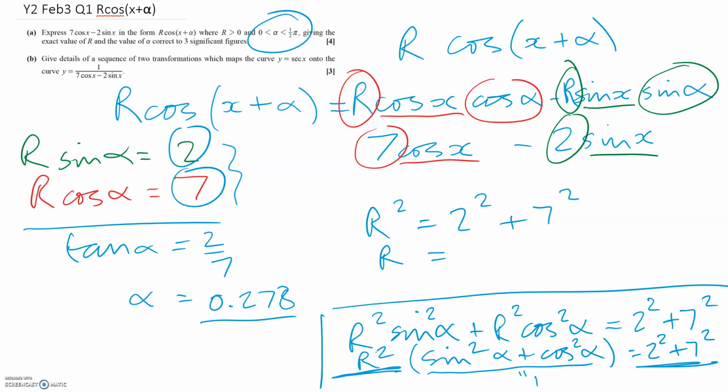R squared is going to be 4 plus 49, so r squared is 53, which means r is the square root of 53. And so we should probably just write the answer as root 53 cos(x plus 0.278).